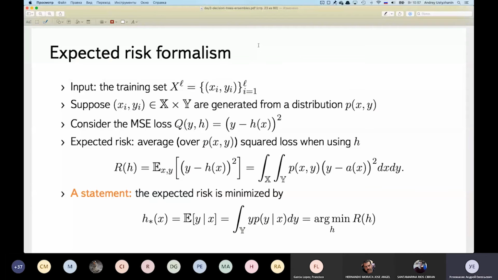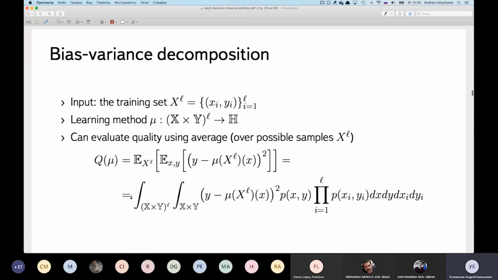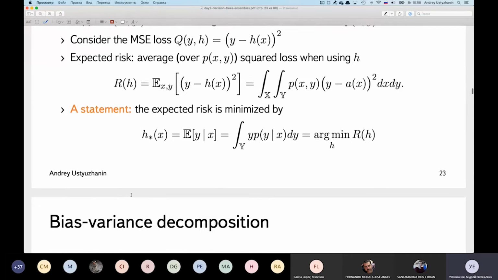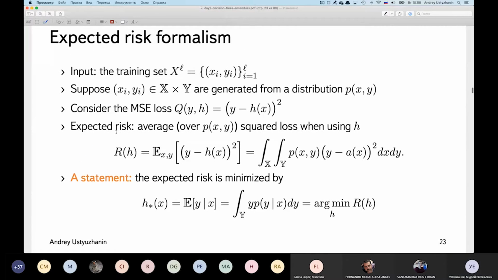Okay, so I think for the sake of time, I'm going to skip this, or maybe not. No, the bias-variance tradeoff is a very important notion to understand here. So let's go into the piece of theory.